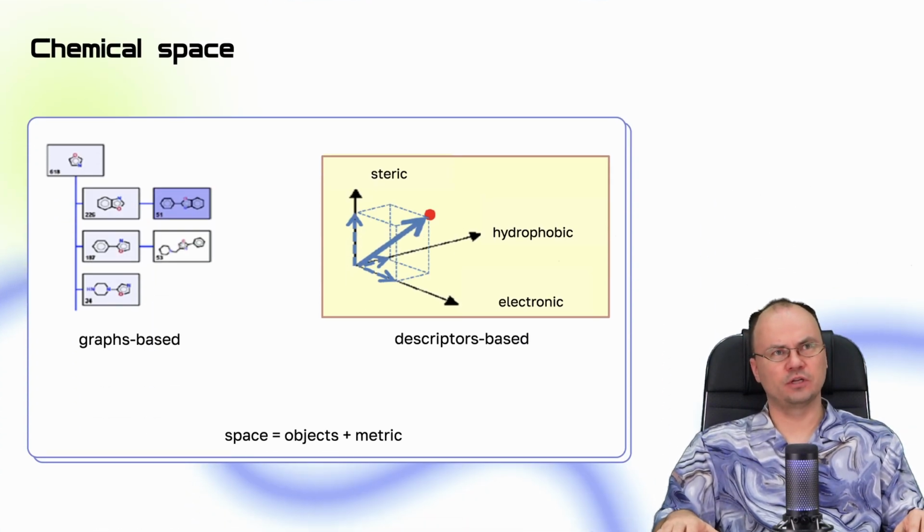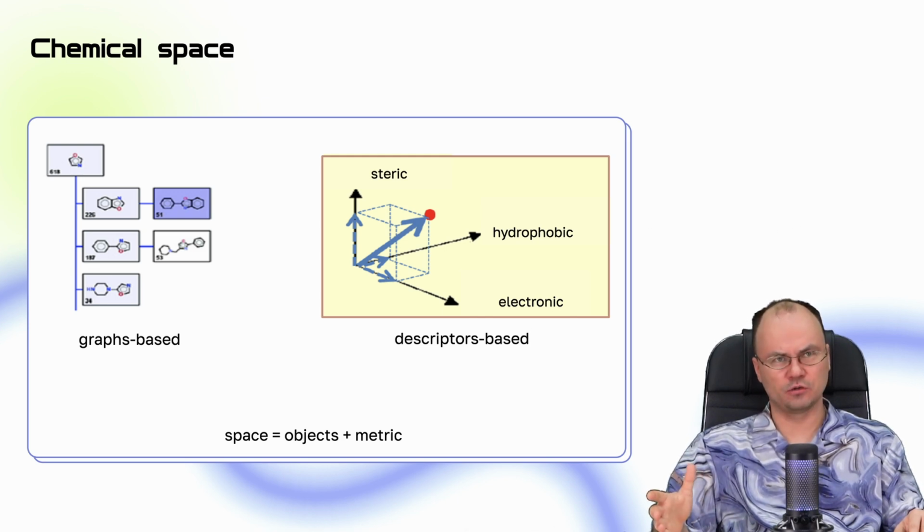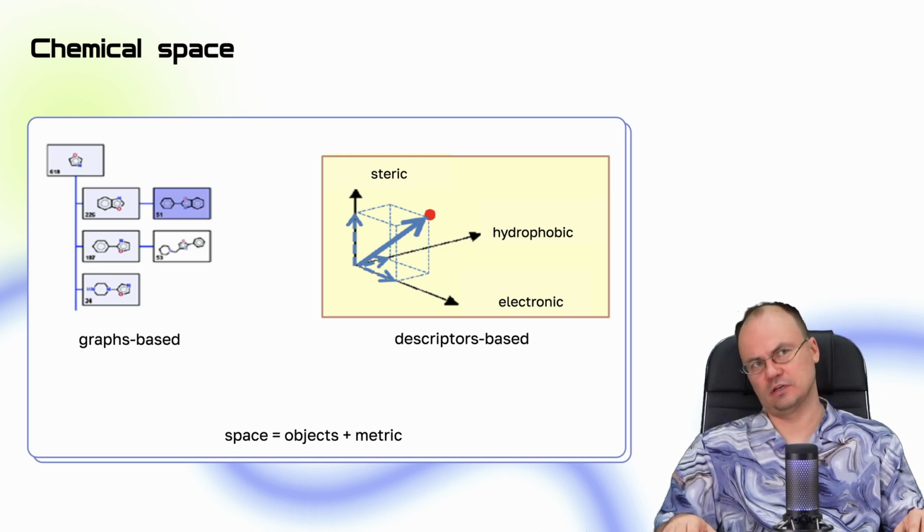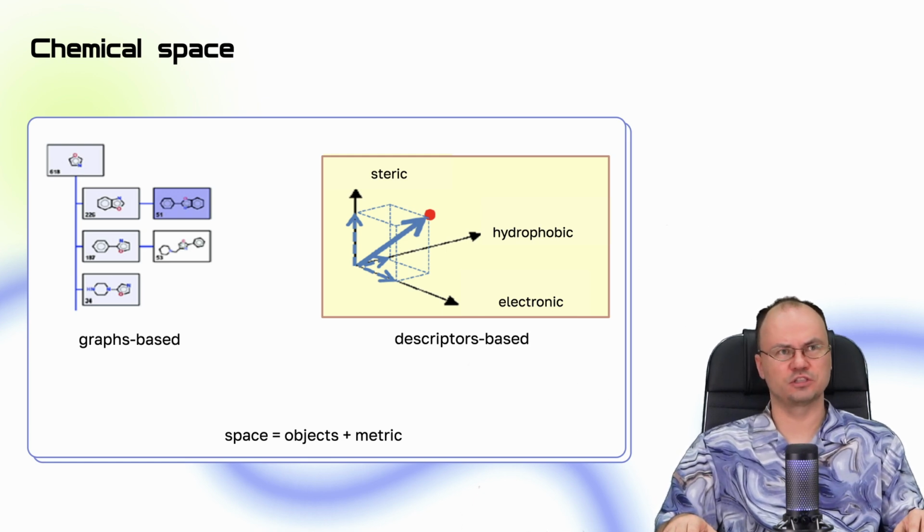How can we actually analyze the chemical space? We can analyze it using objects plus metrics, where the objects are the molecules and the metrics are the properties of these molecules. On this slide, I will give a couple of examples of how we are going to structure this chemical space.